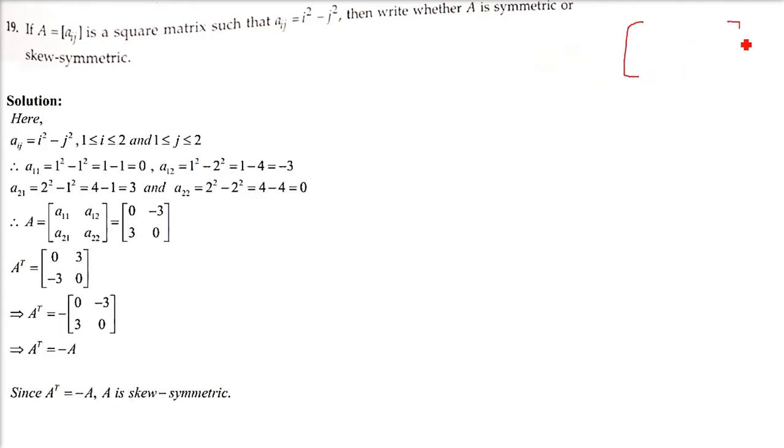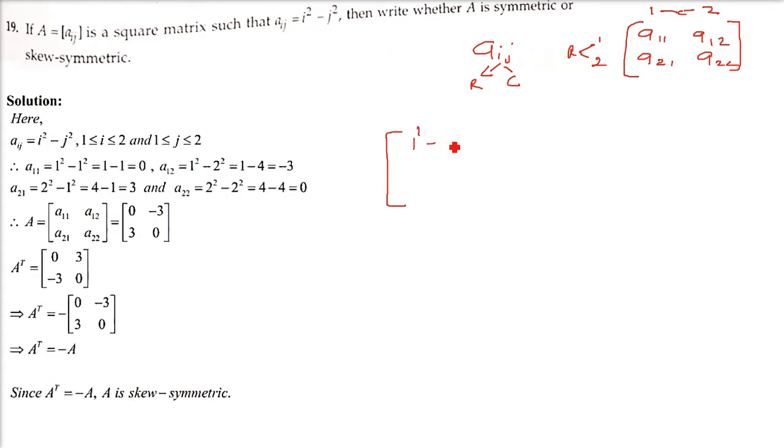So if we make a 2 by 2 matrix, this is the first row, second row, this is the first column, second column. So how do we write A11, A12, A21 and A22? In the subscript, the first one is the row and the second one is the column. So Aij, where i is the row number and j is the column number. We will just put in i and j: 1 and 1, 1 square minus 1 square; 1 and 2, 1 square minus 2 square; 2 and 1, 2 square minus 1 square; 2 and 2, 2 square minus 2 square.